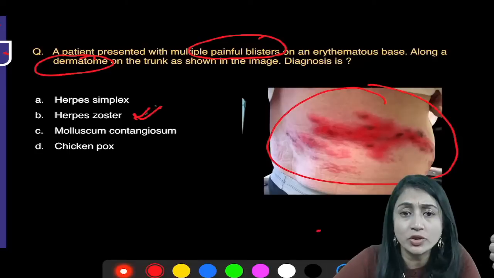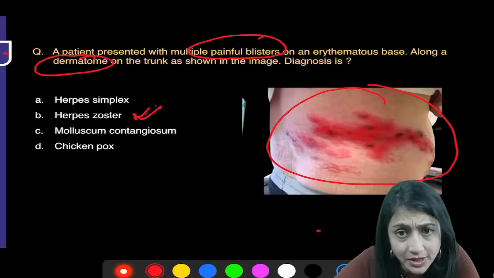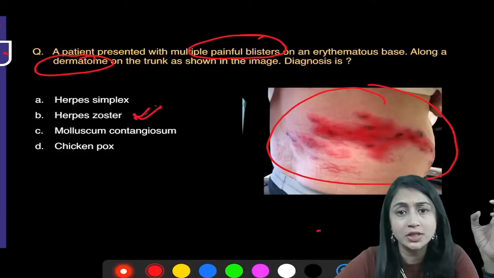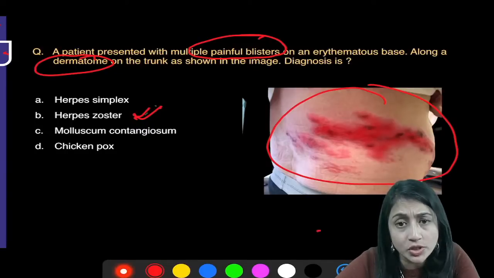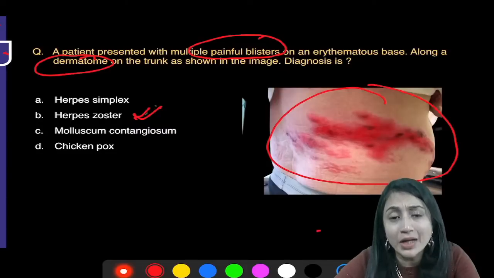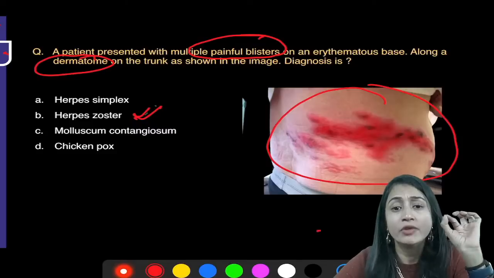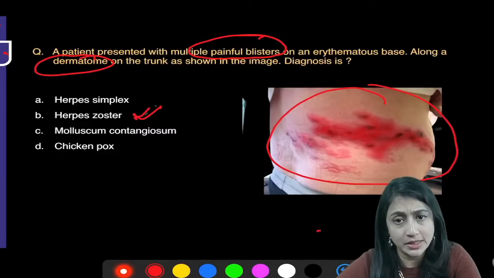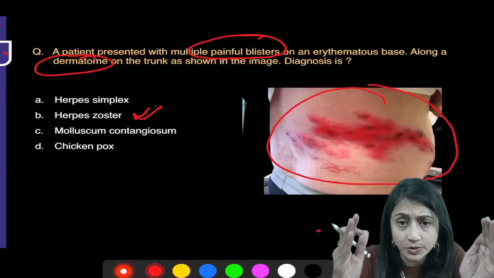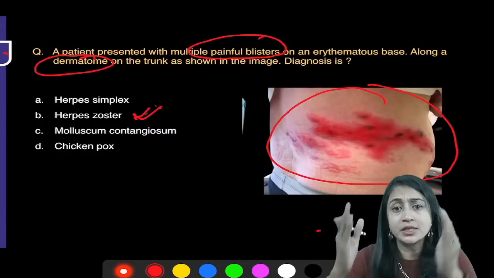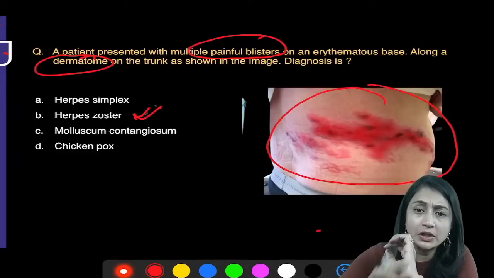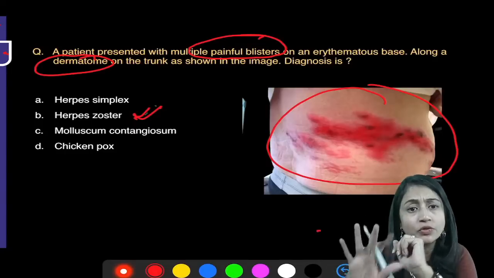Because why? What is herpes zoster? Herpes zoster is caused by varicella zoster virus. It's the virus which causes chickenpox. When there is chickenpox, this virus stays latent in one of the dorsal root ganglia, and then later in life it reactivates and presents in the dermatomal distribution with very severe painful blisters. Erythematous base is not important, area is not important. What is important here is dermatome, presence of painful blisters, and an image showing that the lesions are typically on a particular dermatome with painful blisters.